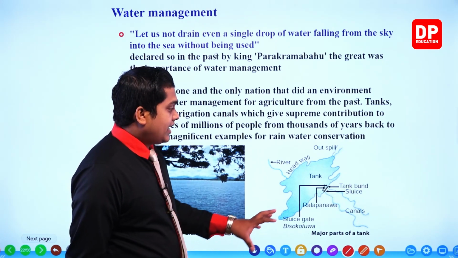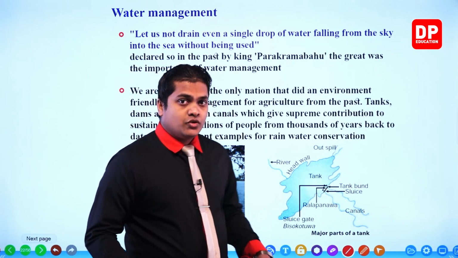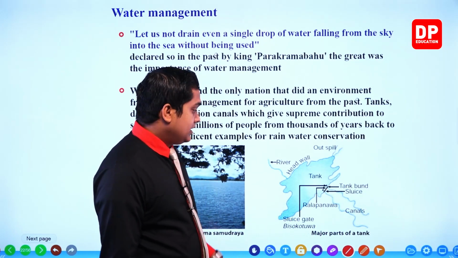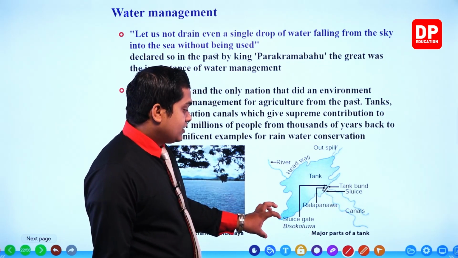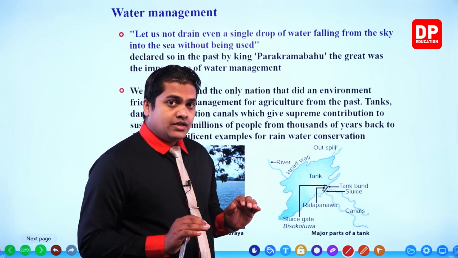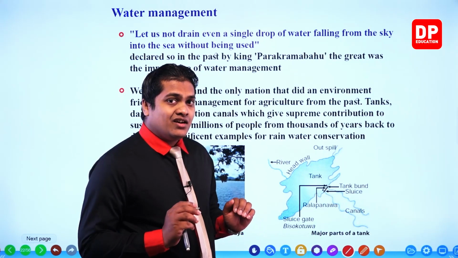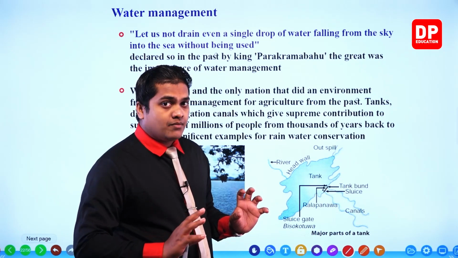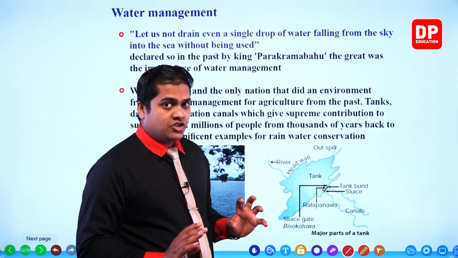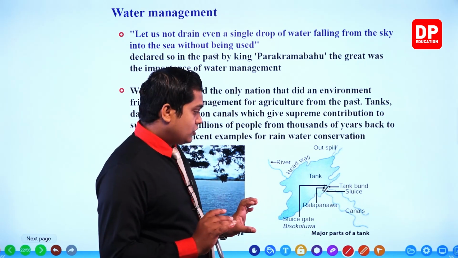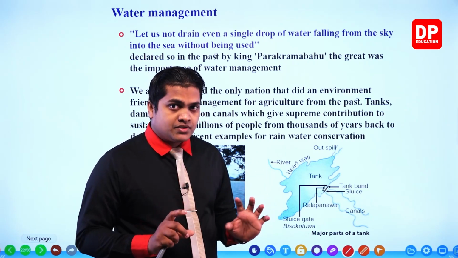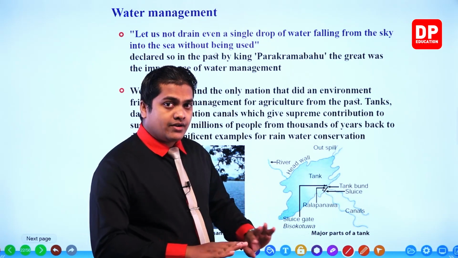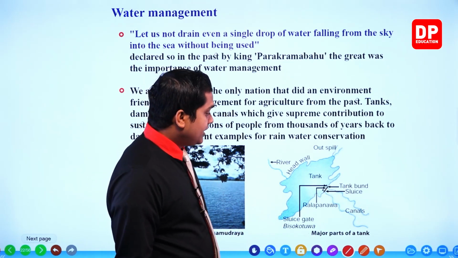Then, my dear children, the tank bund is the one which firmly holds the water. Then the Bisokotuwa and the sluice gate. The Bisokotuwa helps in releasing water with a low pressure. Otherwise the tank bund will get hurt or damaged. Therefore the Bisokotuwa and the sluice gate help to flow down the water at a lower pressure.